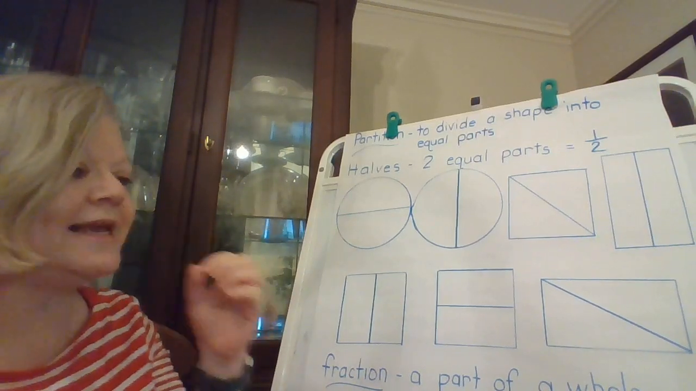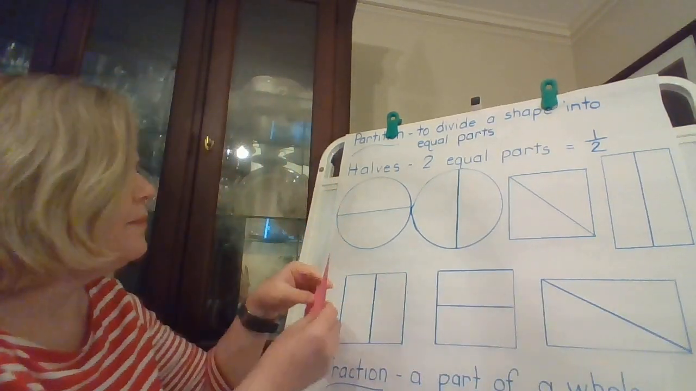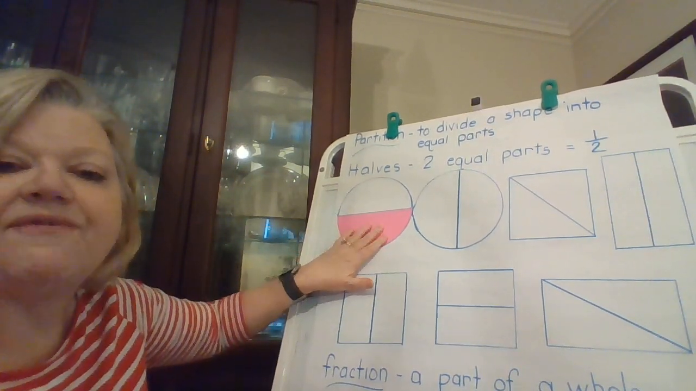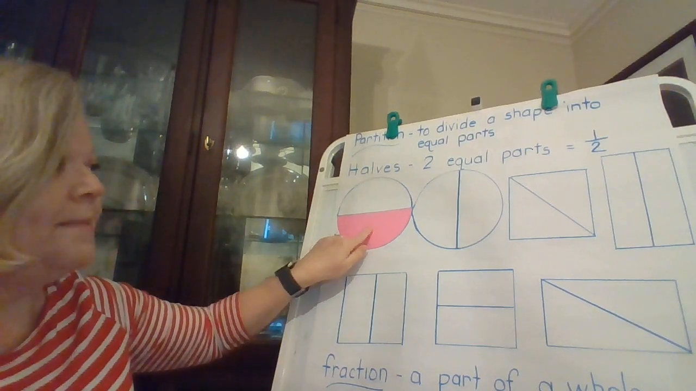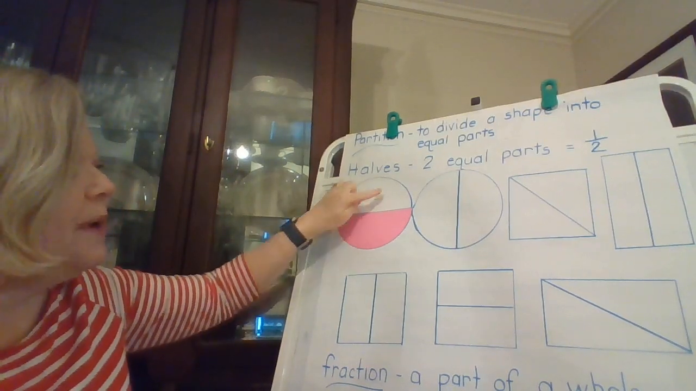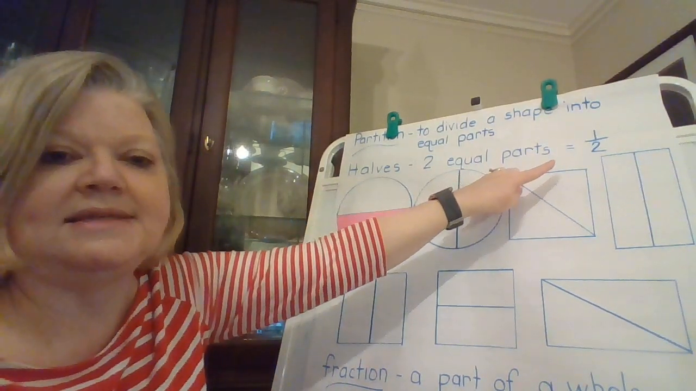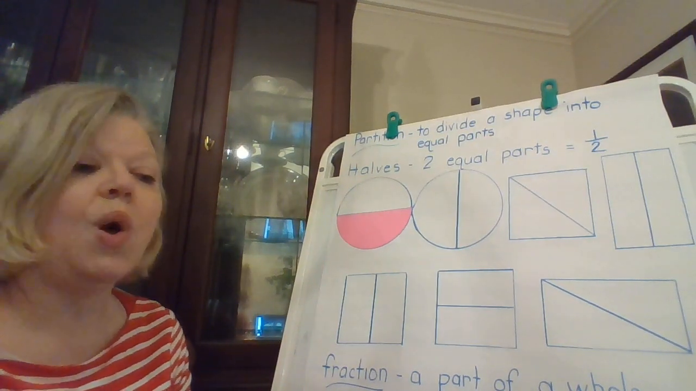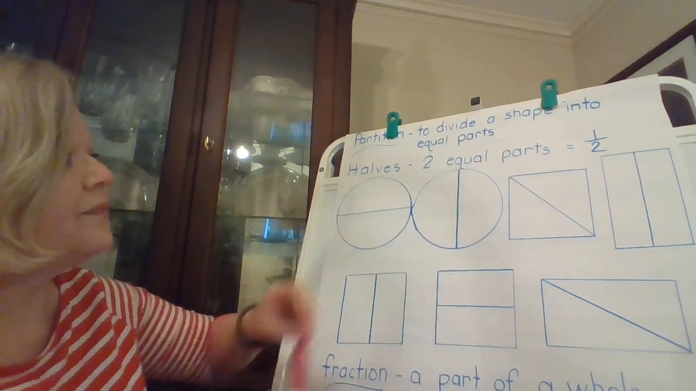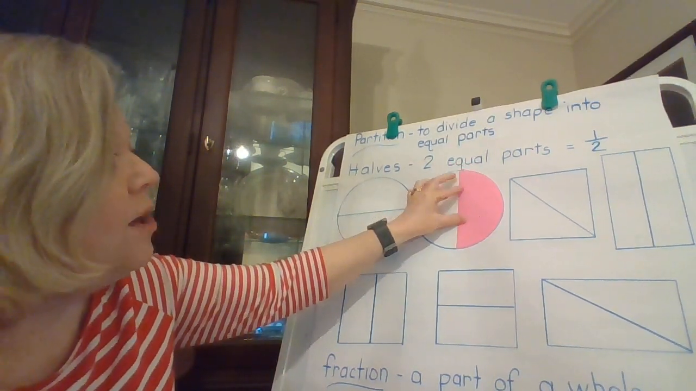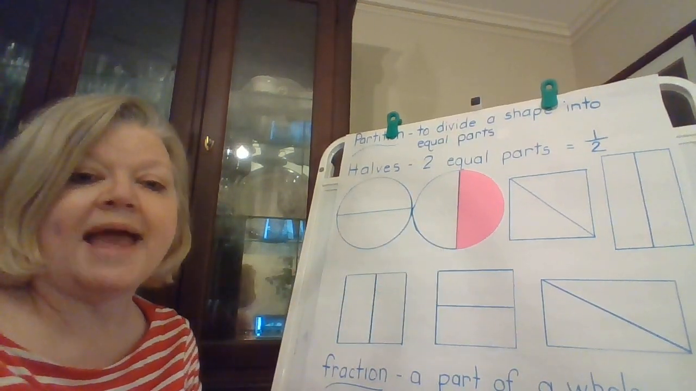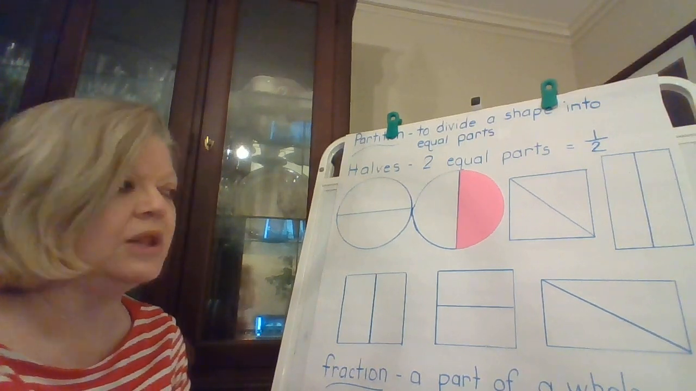To help you understand that just a little bit better, this now becomes a fraction. One part is shaded or colored out of two parts altogether. This is how we write that fraction, 1/2. It does not matter how my circle is divided. It still is 1/2 of that shape is colored.